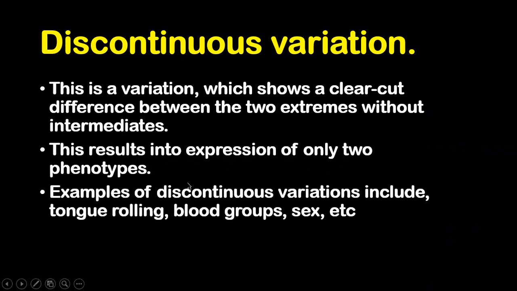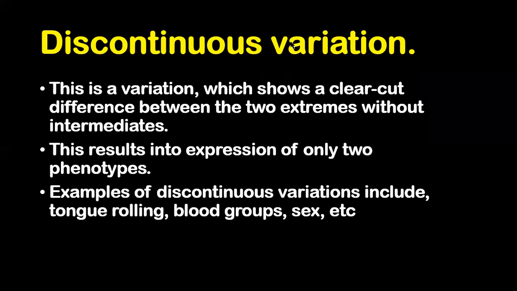Okay? Number one, we have blood groups. And we studied blood groups. We saw there are four types of blood groups. We have blood group A, blood group B, blood group AB, and blood group O. So you can't be both A and B. You can't be both B and AB. There is no intermediate between. You can't be both O and AB.